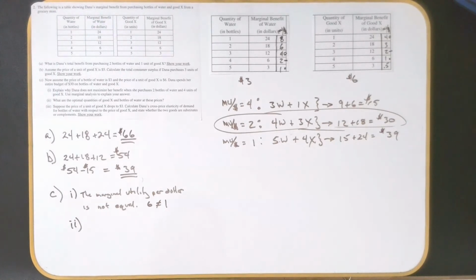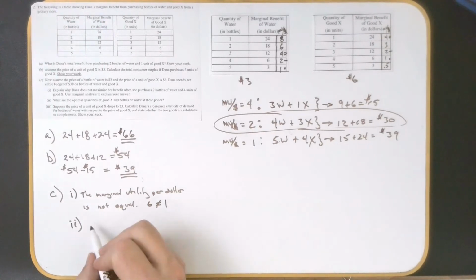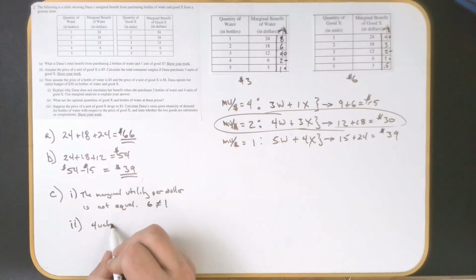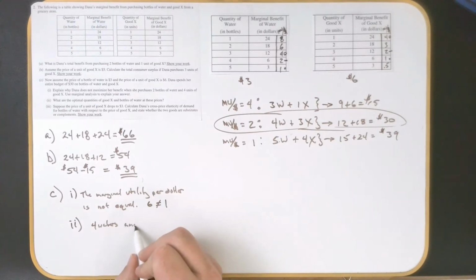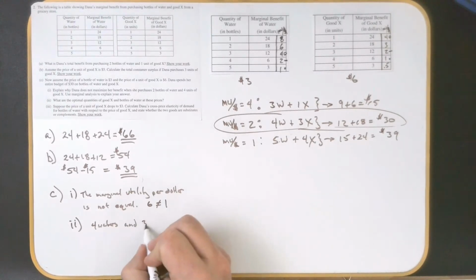Part 2 says, what are the optimal quantities at these prices? Well, I could see that coming, so that's why we did this. We just have to copy that there, and we say 4 water bottles and 3 of good X.